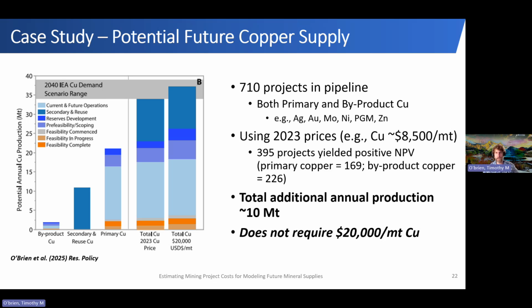I used those 2023 prices. So, for example, copper was about $8,500 per metric ton at the time, and fed them into the net present value equation again.